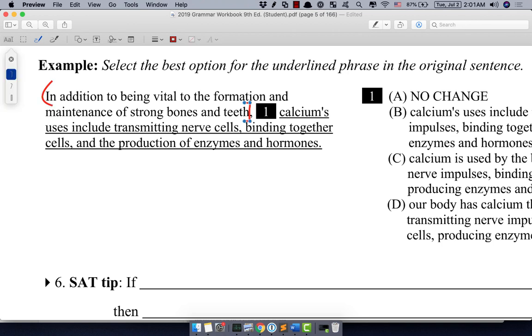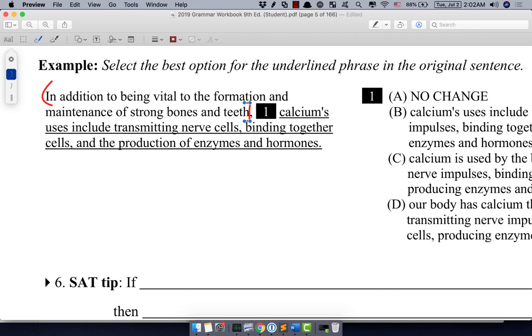Okay. And then next, you want to see if this modifier gives you a subject. Does it tell you who is vital to the formation and maintenance of strong bones and teeth? Within the bracket itself, it doesn't. So when that happens, what does this describe? This describes the first thing after the comma. So you look at the first thing after the comma in all the choices. You don't read through choice A in its entirety or the other choices. You only look at what's right after the comma. And in your book, I want you to also underline the thing right after the comma.